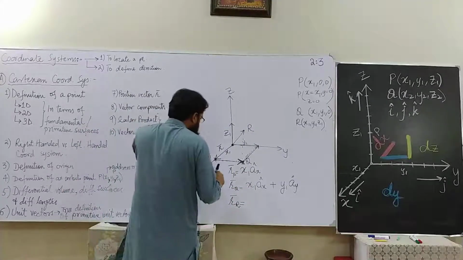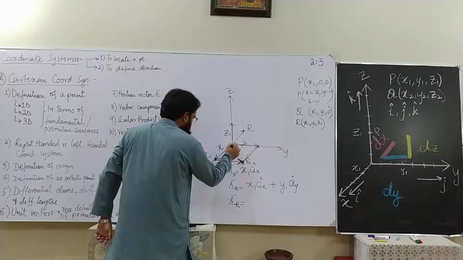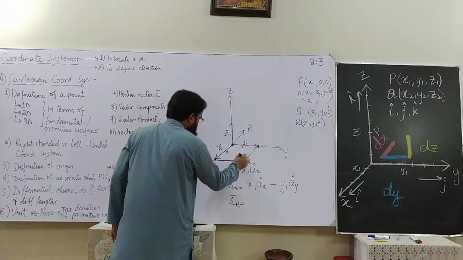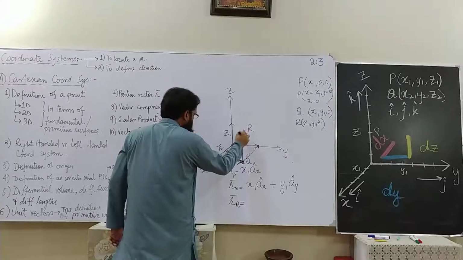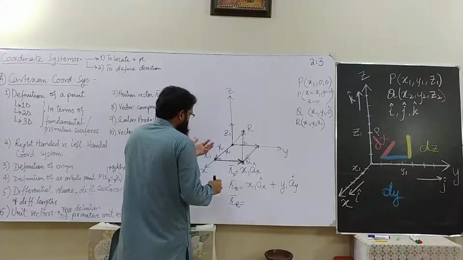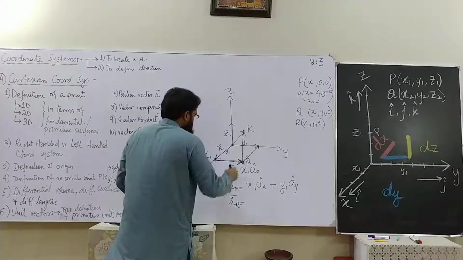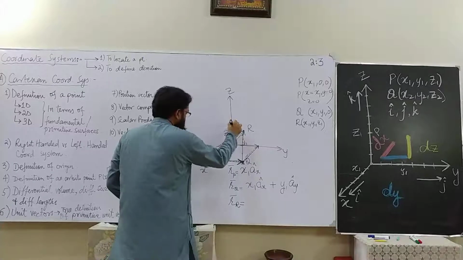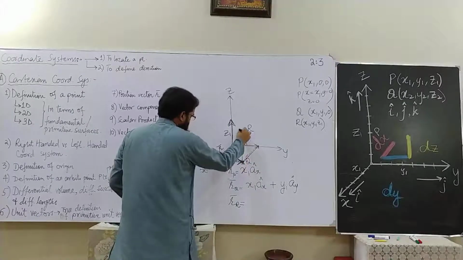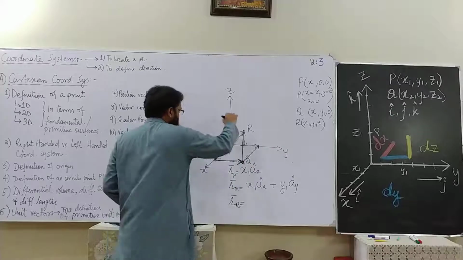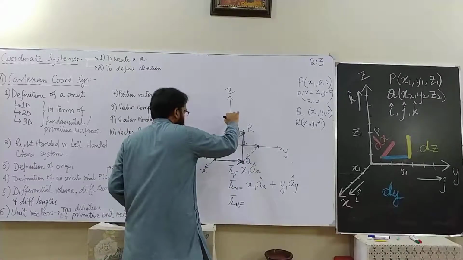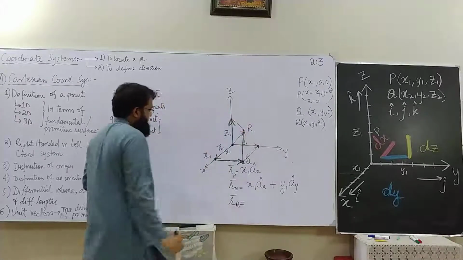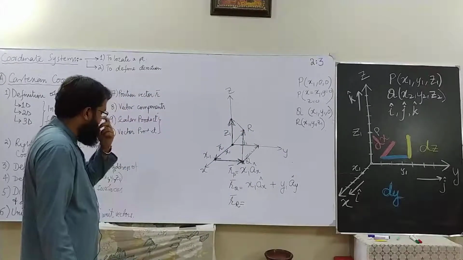Okay, so I would say to reach this point, just start from origin, move in the direction of x1 units, move in the direction of y1 units, and move in the direction of z1 units. You will reach this point R. Remember that this z1 and this height are obviously the same. So actually if I connect this and this, these two have got the same height, that is z1.